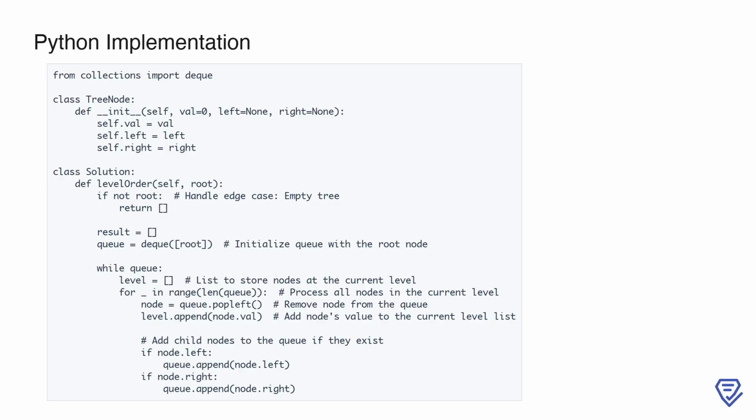The first thing we handle is the edge case where the tree is empty. If the root is None, we simply return an empty list. Assuming the tree is not empty, we initialize an empty list called result to store the final output and a deque called queue, which we seed with the root node.